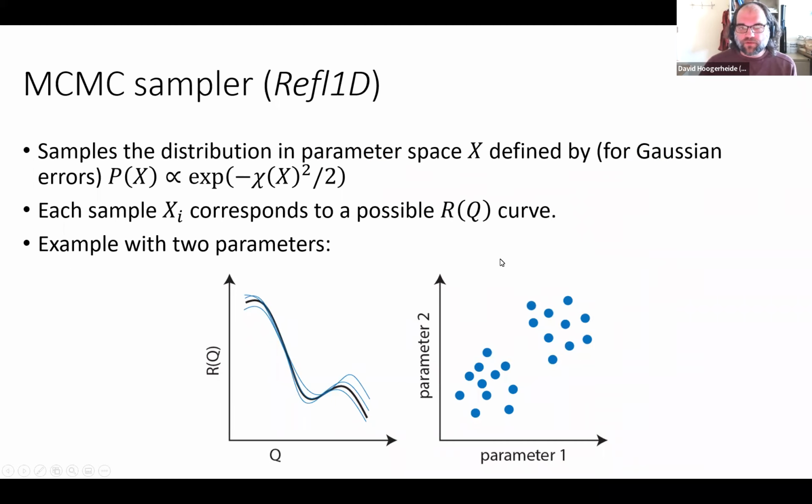Just as a visual example, this isn't a real example, it's just a schematic with 2 parameters. You've got parameter 1, parameter 2, you've taken some data, and they are constrained to have this relationship with each other. This is basically the cross correlation between parameter 1 and parameter 2. Each one of these dots is a different set of parameters, and each one of them corresponds to one of these R of Q curves, of which I've only plotted 3. And then the black curve here is the so-called ground truth. It's the thing I should be converging on.